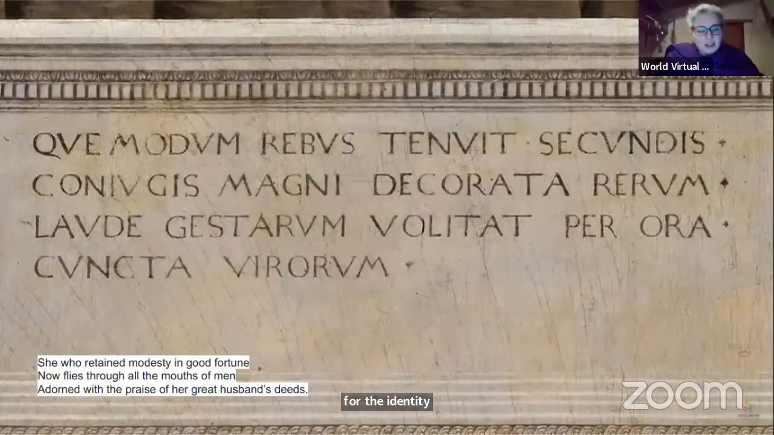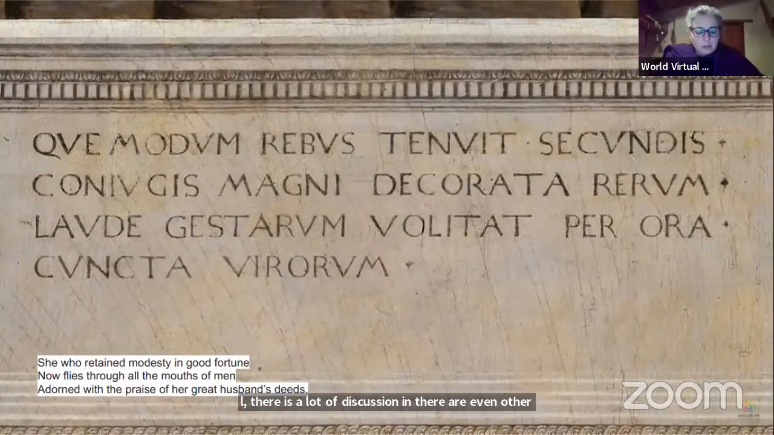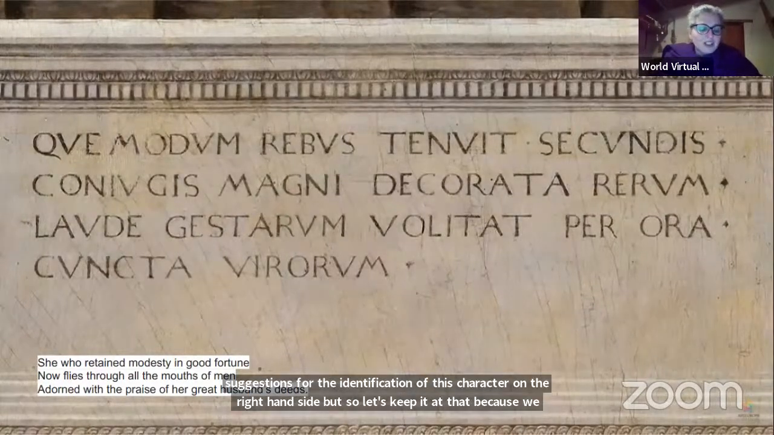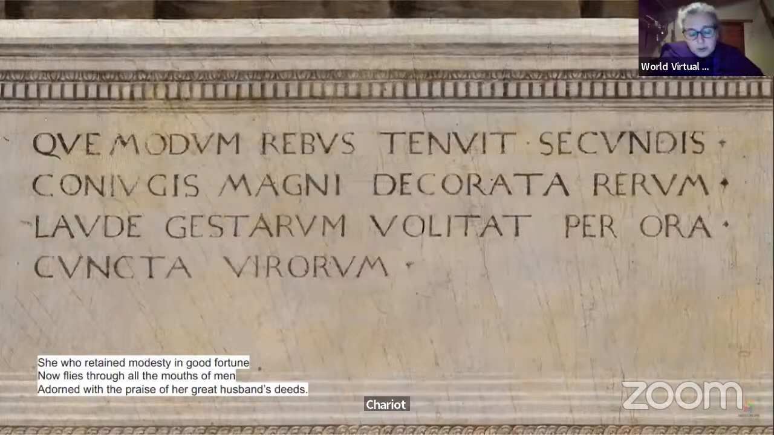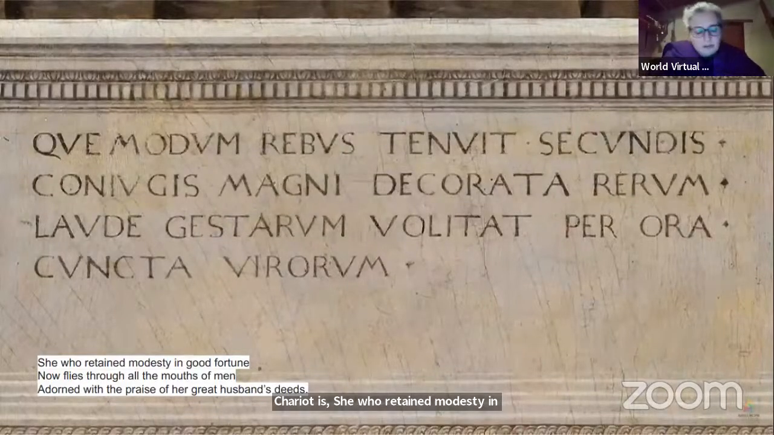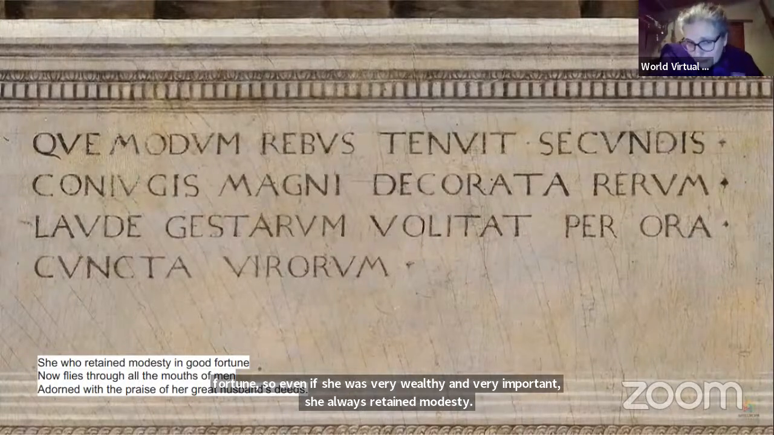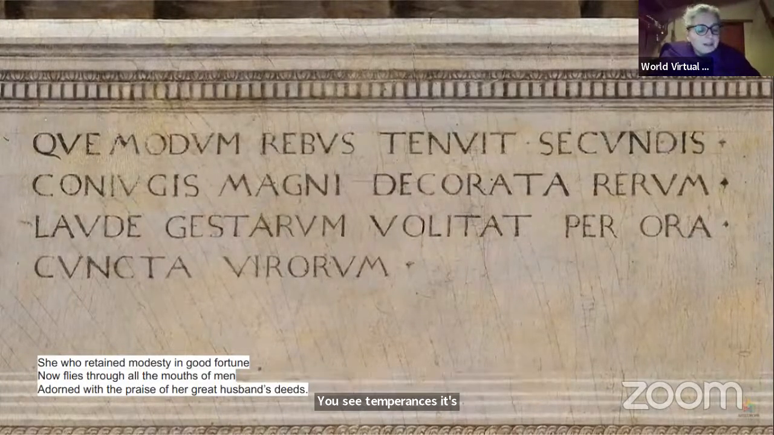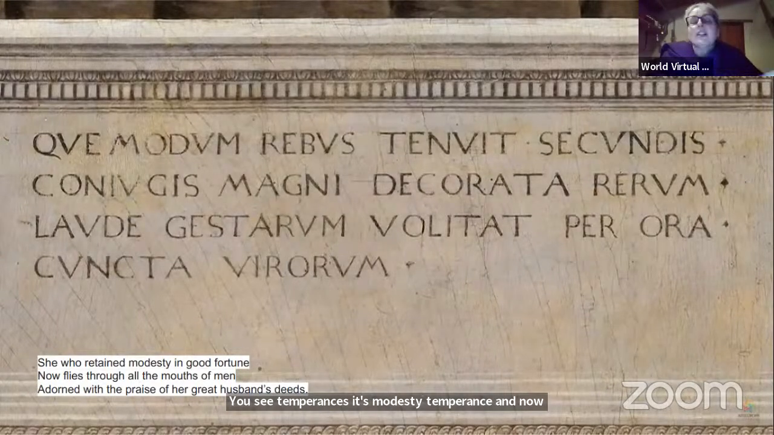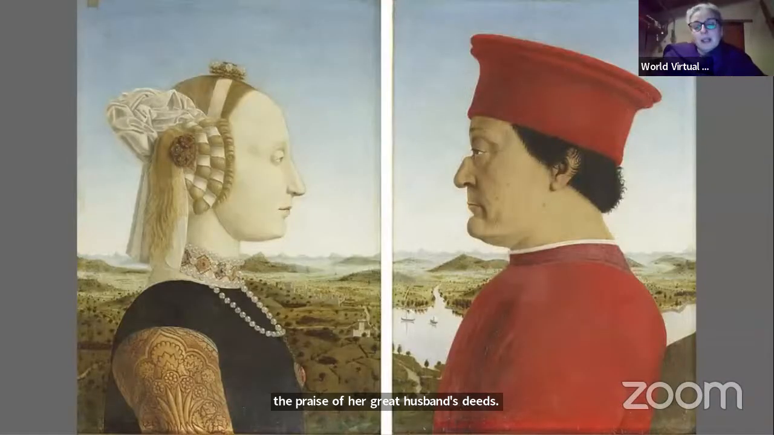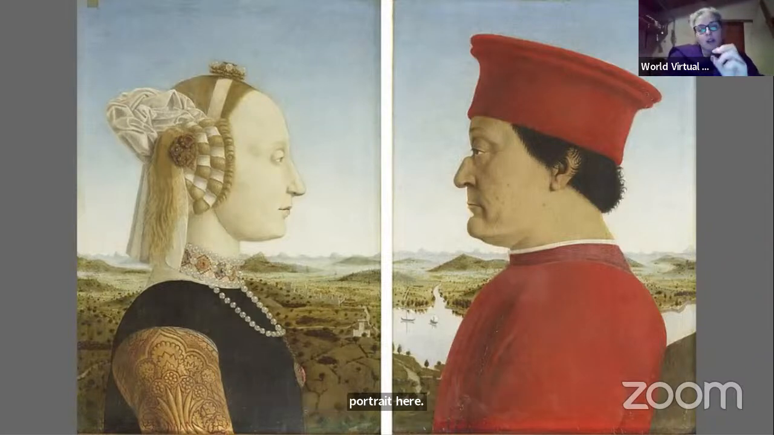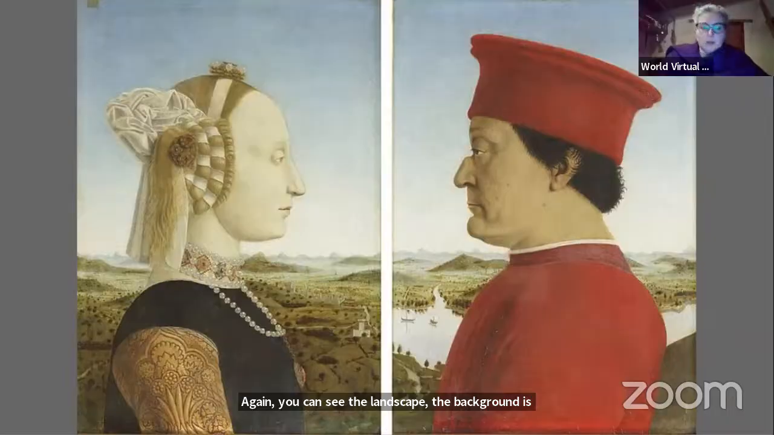And so the text underneath her chariot is Battista. So she who retained modesty in good fortune. So even if she was very wealthy and very important, she always retained modesty. You see temperance. You see, it's modesty, temperance. Now flies through all the mouths of men, and adorned with the praise of her great husband's deeds. So that's what is written. And so here we have the portrait. Here again, you can see the landscape. The background is very icy blue, typical of Piero della Francesca.